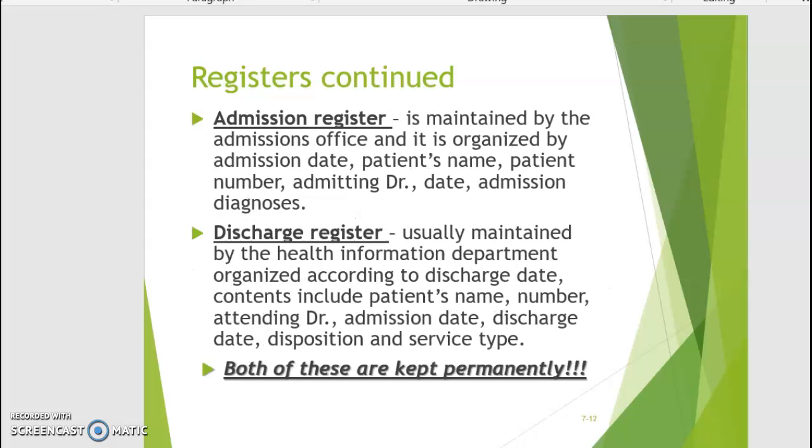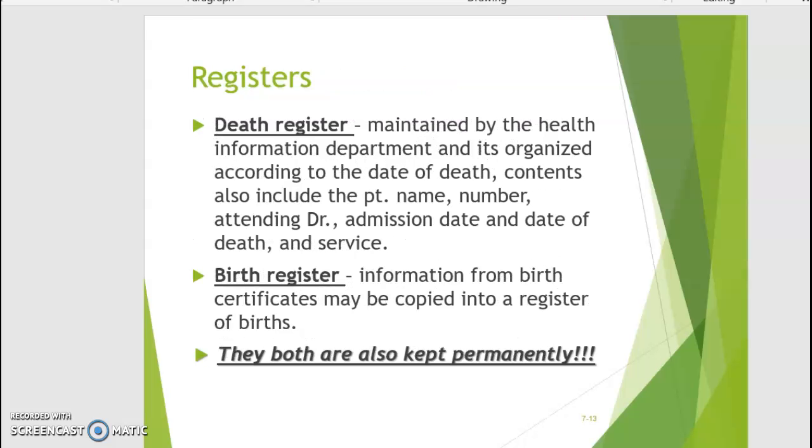So the admission register. It's maintained by the admission office. It's organized by the admission date, patient's name, patient number, the admitting doctor, date, admission, and diagnoses. Where your discharge register is usually maintained by the HIM department, and it's organized according to date, patient's name, number, doctor, admission date, and discharge date, and disposition. Both of these are kept permanently.